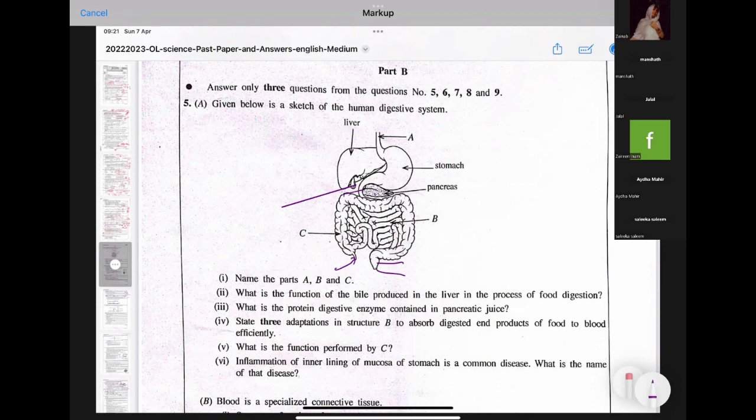Remember, they are asking for the only one that is present in pancreatic juice. Trypsin. Yes, trypsin is a protein digestive enzyme which is contained in pancreatic juice. Now, can someone say, is trypsin an acidic enzyme or basic enzyme?